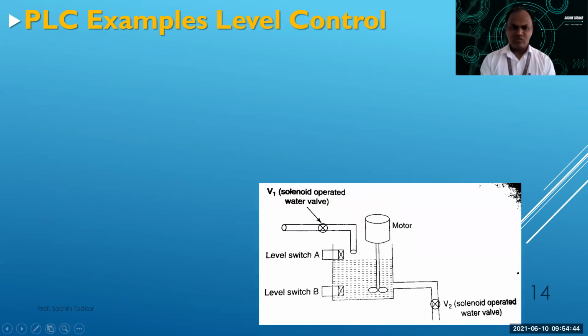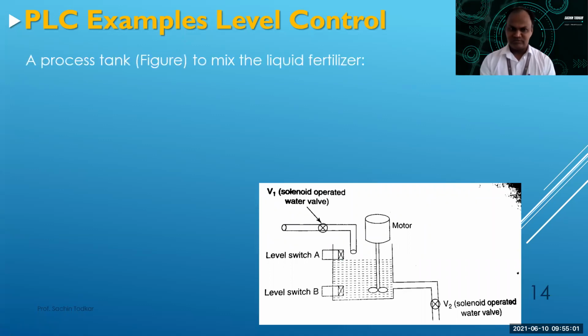Okay. Now level control. Suppose I want to control this level. When level switch B is on, you have to start the motor, and when level switch A is on, you have to stop the motor. So that we'll see. Process time.